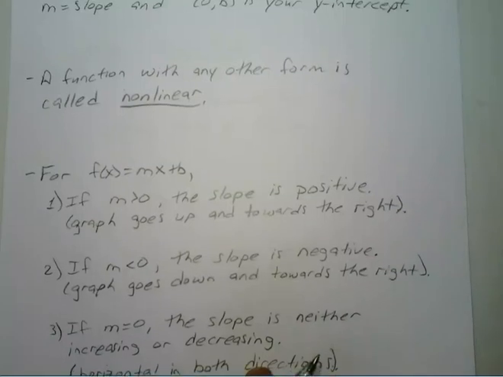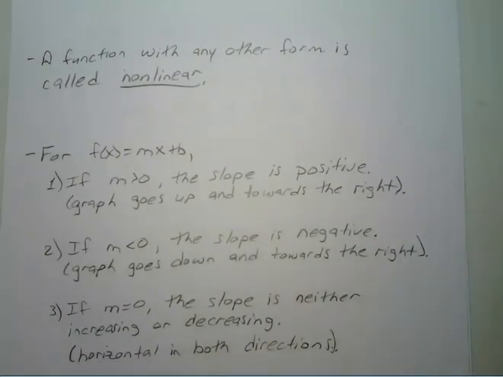So if you have that linear function f of x equals mx plus b, if your slope is positive, or if m is greater than 0, your slope is positive. That means your graph is going to go up and to the right. If m is less than 0, your slope is negative, which means your graph will go down and to the right. And if your slope is equal to 0, or your m is equal to 0, then the function is neither increasing nor decreasing. It's just horizontal in both directions.